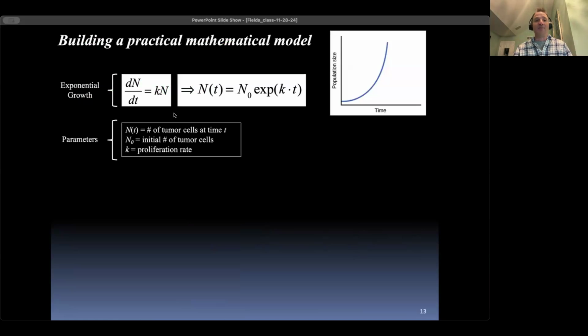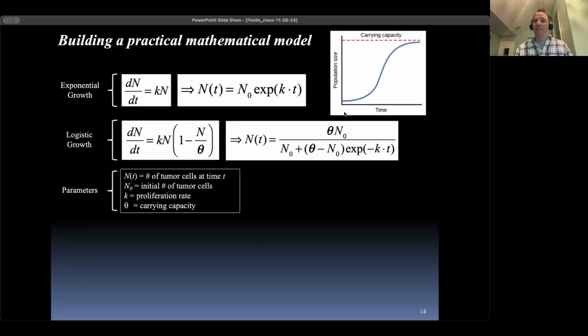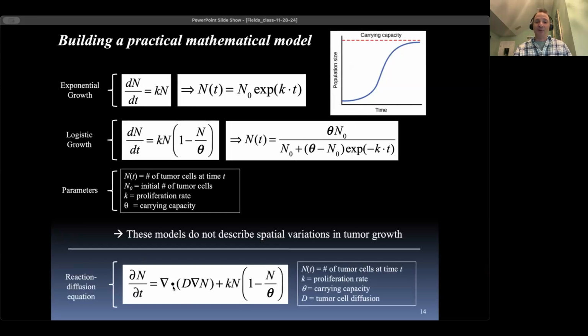Then we reviewed where those models come from. So we have exponential growth, which works for cells in a dish, and even tumors on a hind limb of a mouse for early time points, but then they grow up to a carrying capacity. There's only so many cells per unit space that a petri dish or even a mouse's hind limb can support. Then we talked about incorporating a spatial variation. That's this diffusion term right here.